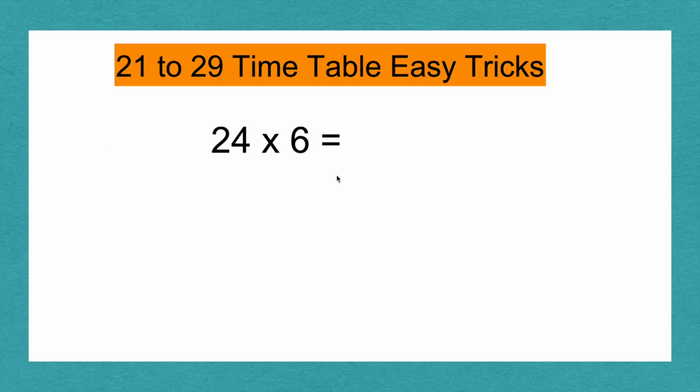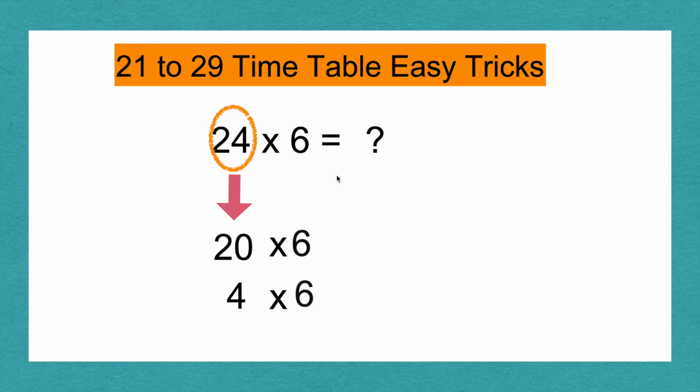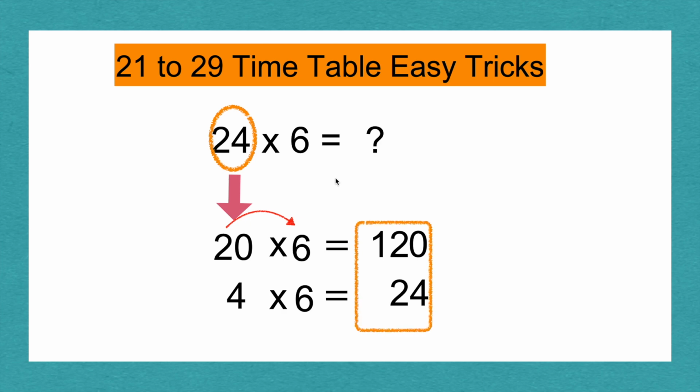Next, we are going to do 24 times 6. Circle 24, split it 20 and 4, times 6, 6 is our other number. 2 times 6 equals 12. Then we add the 0, 20 times 6 equals 120. And 4 times 6 equals 24. 120 plus 24 equals 144. 144 is our answer, and 24 times 6 equals 144.